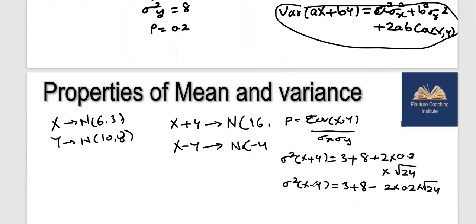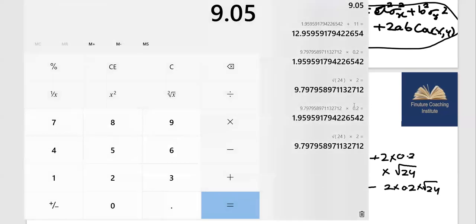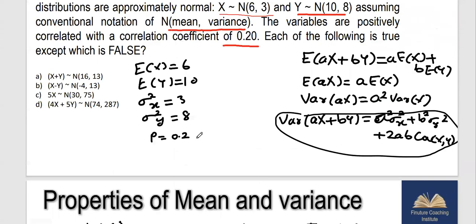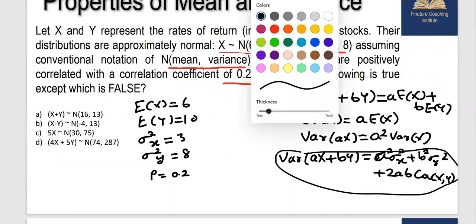So let me verify variance of x minus y. When I subtract approximately 1.95 from 11, it is coming as 9. So the variance of this would be 9, not really a 13. So this option is not correct. The option that we are looking for is option B because variance is coming as 9.